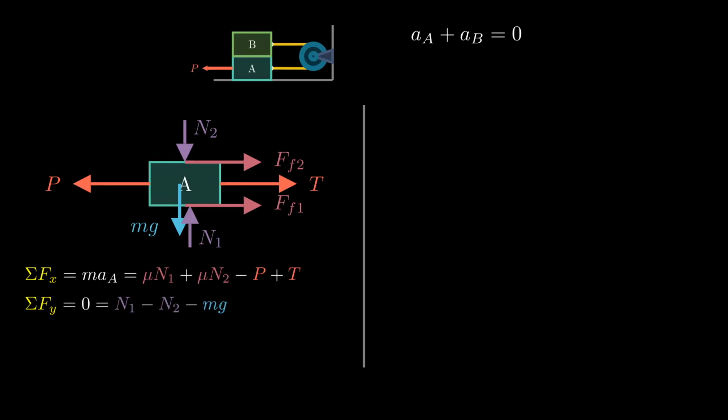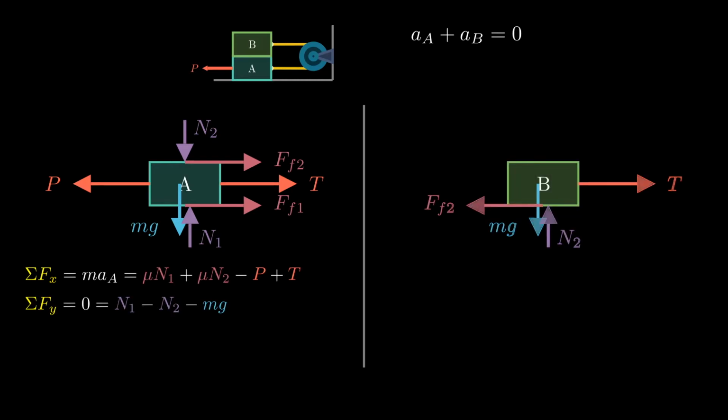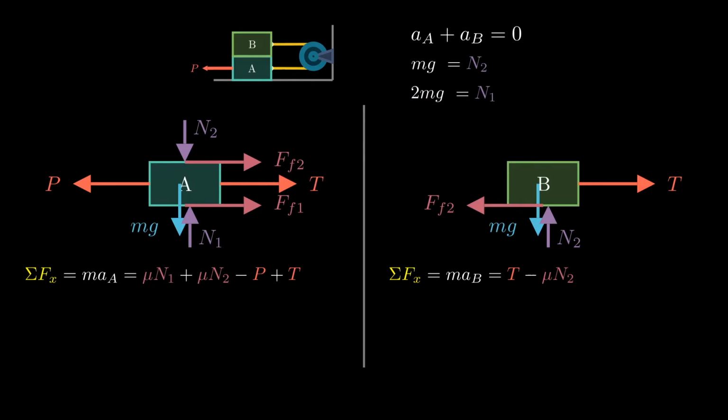As for block B, its free body diagram is exactly the same as it was in part A, but now it's allowed to accelerate, so we need to make sure we include the acceleration term. We find N2 just as before, and keep it up here with our other useful information. Same goes for N1. Now, remember the conservation of string result from before?